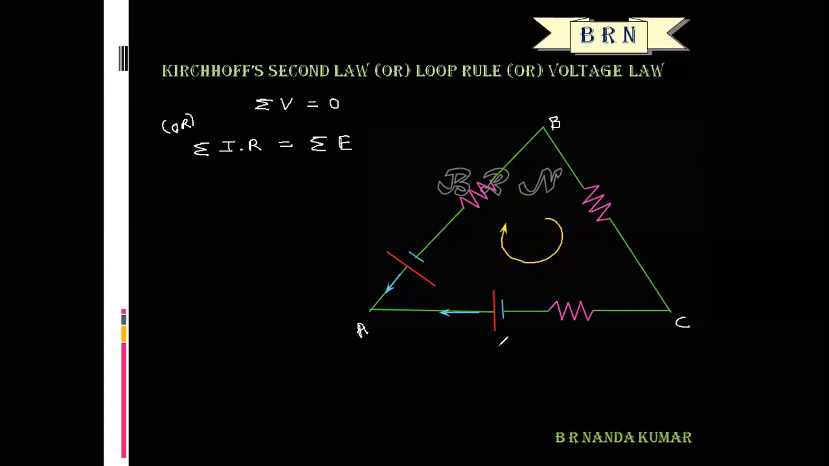First, here let us consider this one EMF E1, this is EMF E2, and this is resistance R1, this one is considered R2, and this is R3.